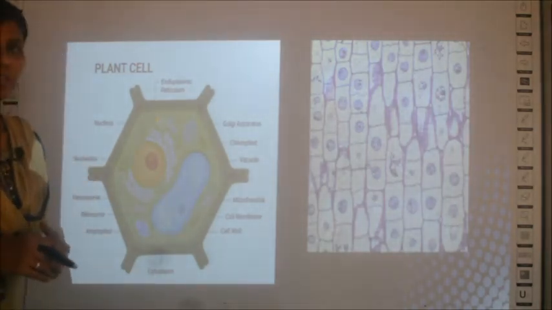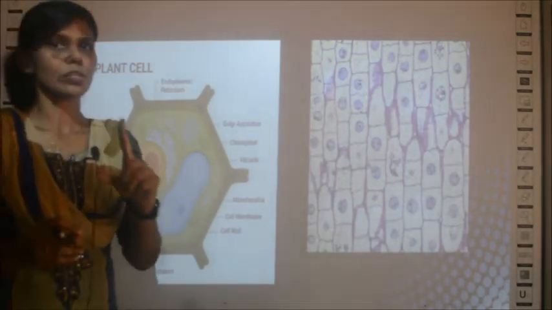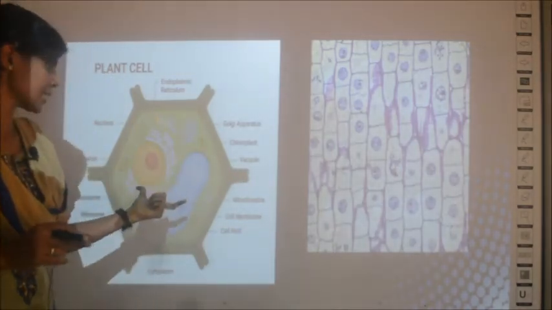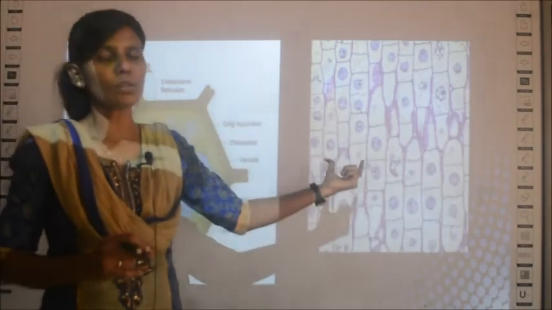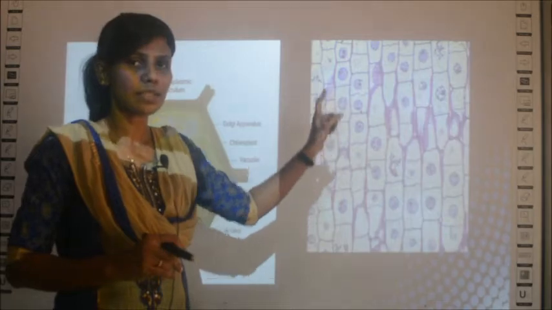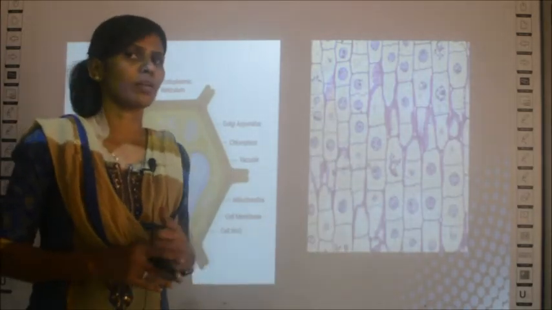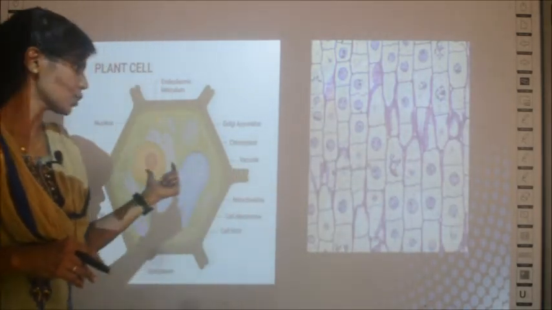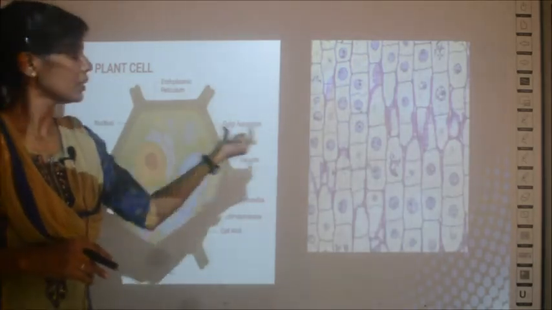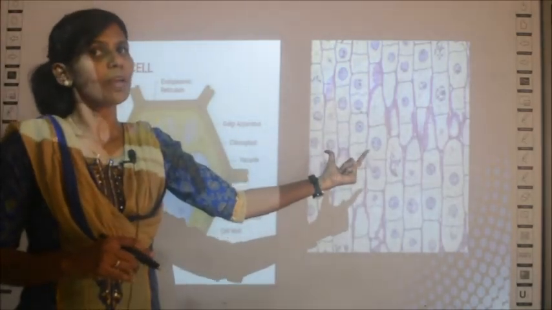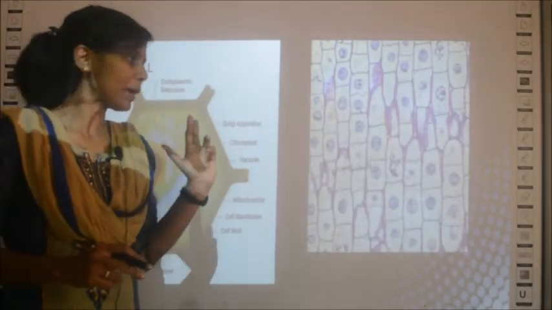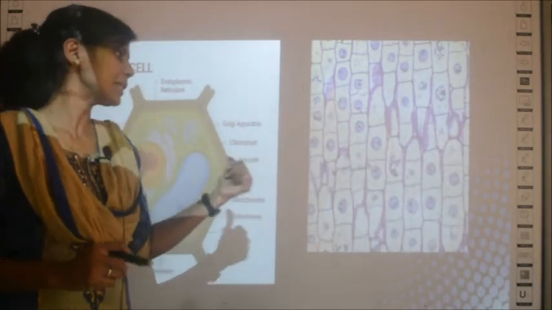So for your homework, what you are going to do is you will draw the structure of a plant cell and also the microscopic view of a plant cell. This is the microscopic view of the plant cell. Okay. For your homework, draw this structure and near that structure you draw this structure also, and you are going to compare both of them and label the parts.